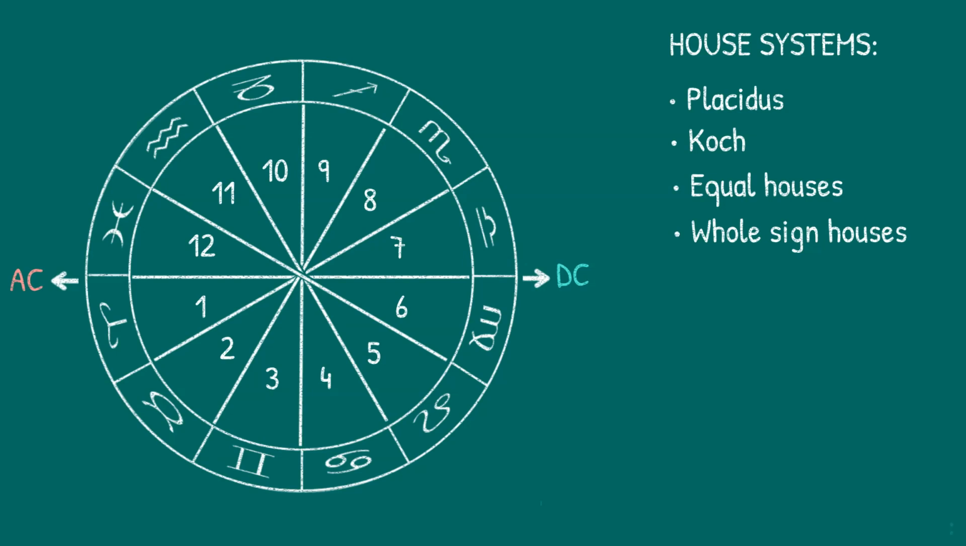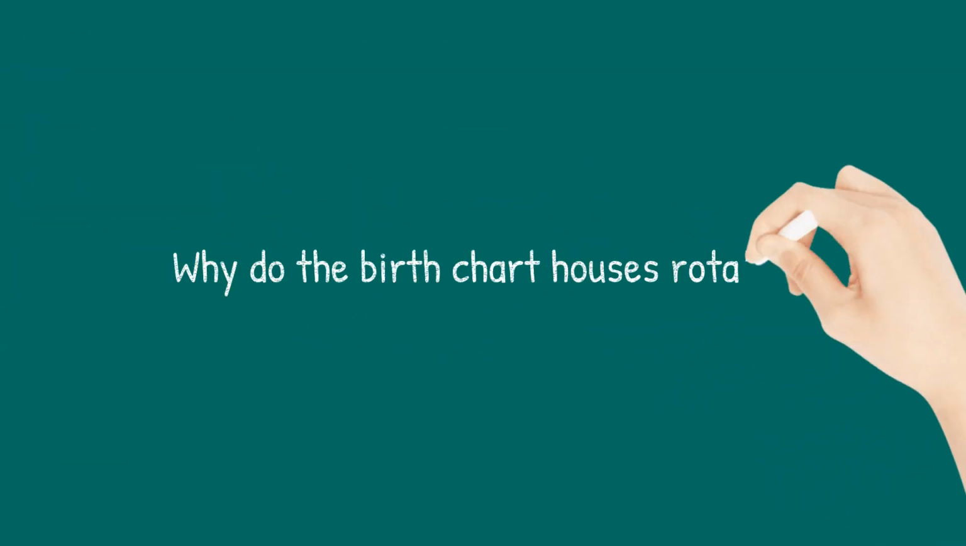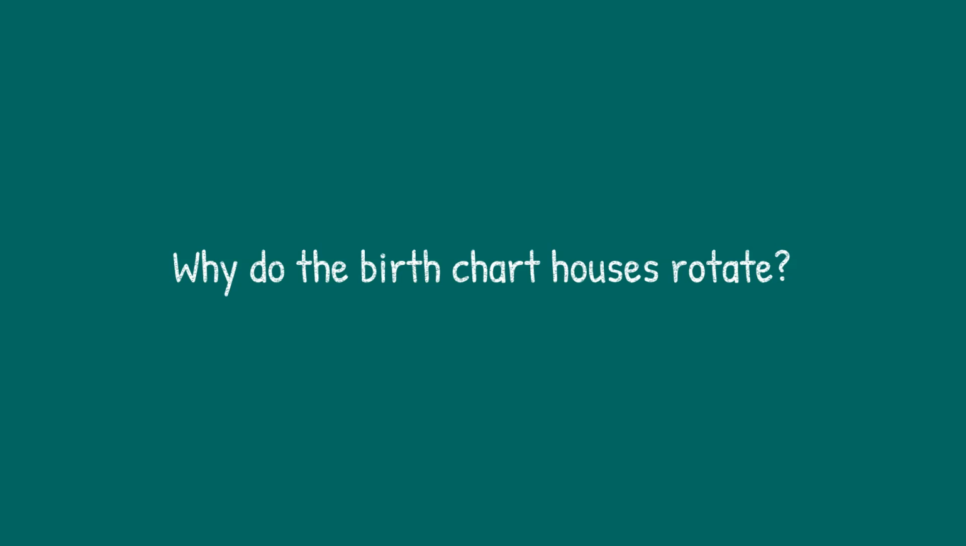For now, it is enough for you to know that there are different methods of calculating houses, and that the most commonly used one is called Placidus. Next, we will explore why birth chart houses rotate.